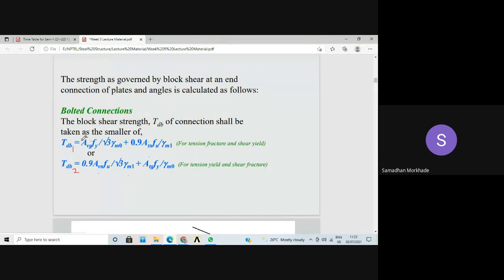I think yesterday we calculated it, but many students are having some difficulty in the calculations. It becomes very simple. Just mark the proper length of shear line and tension line, and after getting that, subtract the number of holes coming in that shear line and tension line from the gross length of the lines, and multiply by the thickness of the angle section. That will give the AVG, gross area in shear, AVN, net area in shear, ATG, gross area in tension, and ATN, net area in tension.